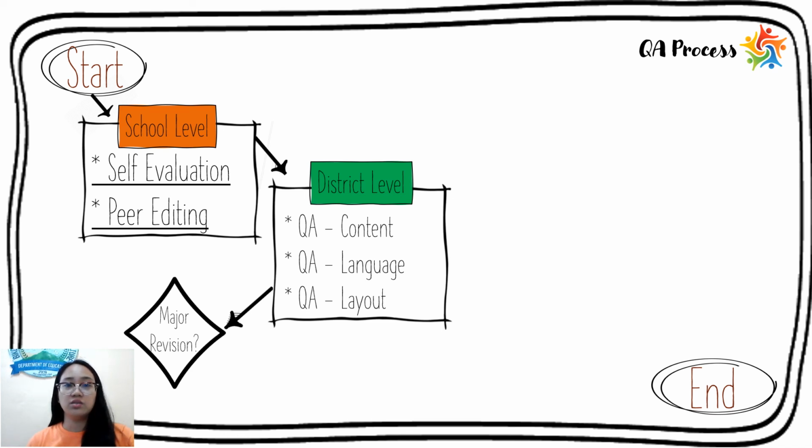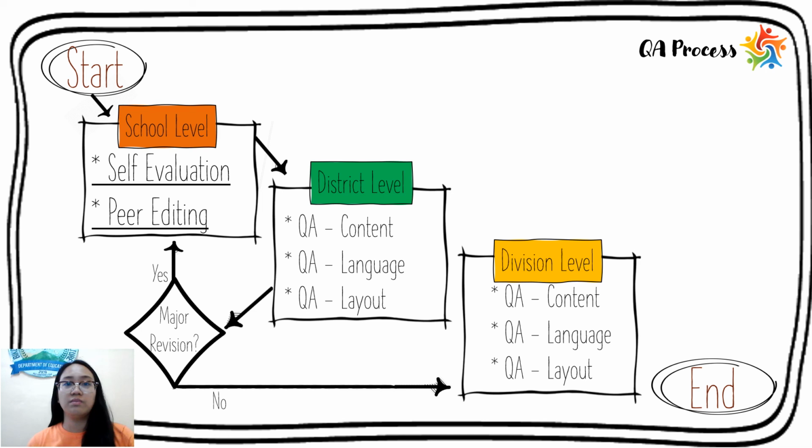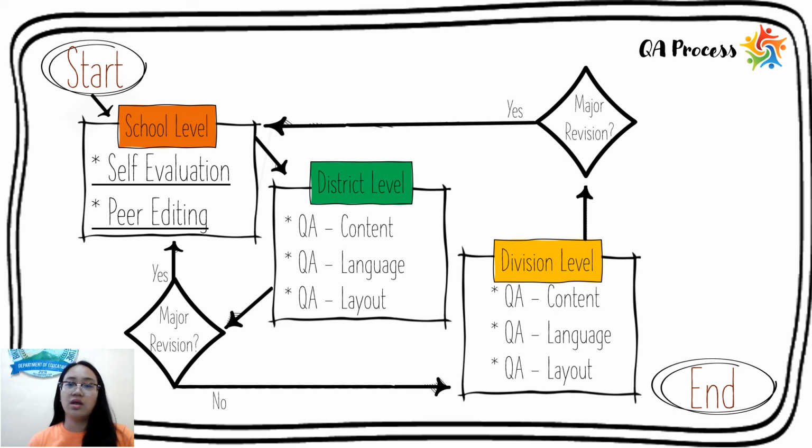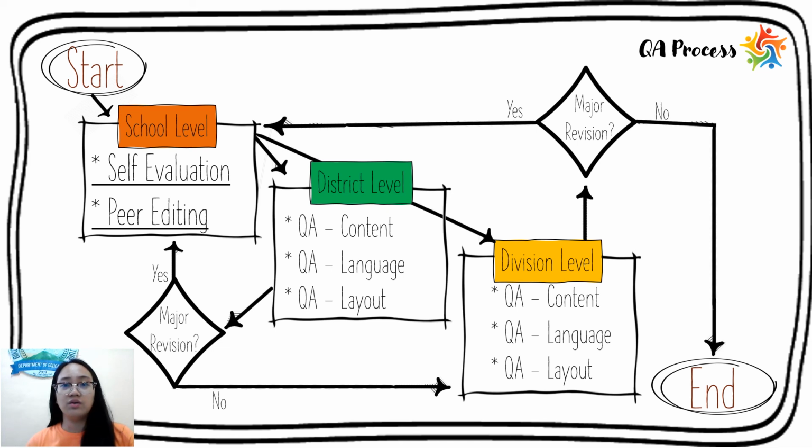If it falls under major revision, it will be sent back to the writer. Okay? The comments or suggestions must be applied immediately. However, if it falls under minor revision, the QA team will be the one to apply the revision. It will be forwarded to the division level quality assurance team. Same as for the district level, the decision may be LAS with major revision or minor revision. If it is under major revision, it will be sent back to the writer. The comments or suggestions must be applied immediately and it has to be sent back directly to the division QA team.